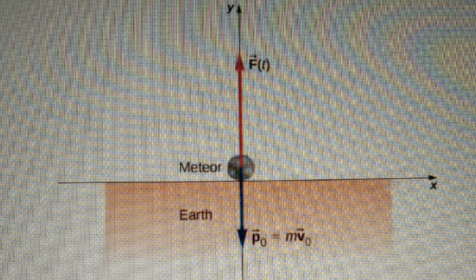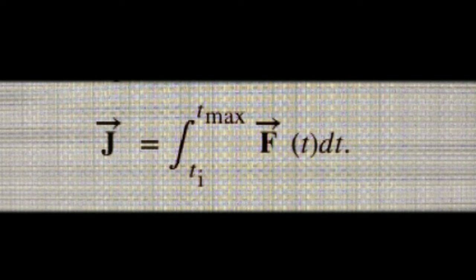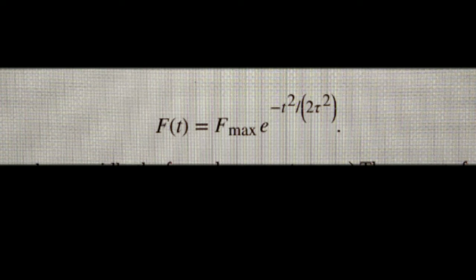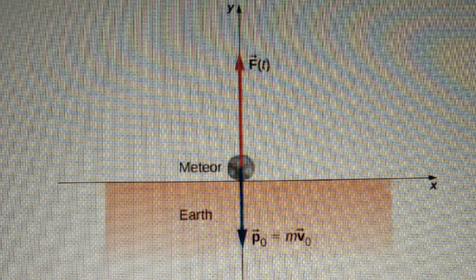Next, we calculate the maximum force. The impulse is related to the force function by this integral. We need to make a reasonable choice for the force as a function of time. We define t equals 0 to be the moment the meteor first touches the ground. Then we assume the force is at a maximum at impact and rapidly drops to 0. A function that does this is this one, where the parameter represents how rapidly the force decreases to 0.